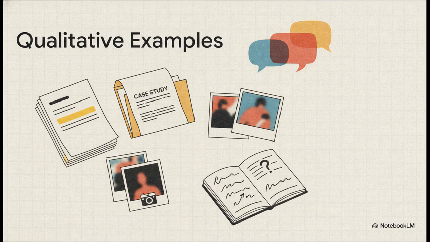We aren't looking at spreadsheets or data nodes anymore. We're looking at pages of deep interview transcripts, extensively detailed case studies, photographs that capture a specific cultural moment, and open-ended survey responses, where individuals really articulate their lived reality.